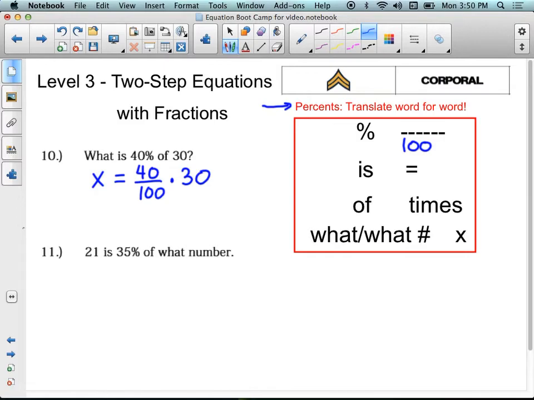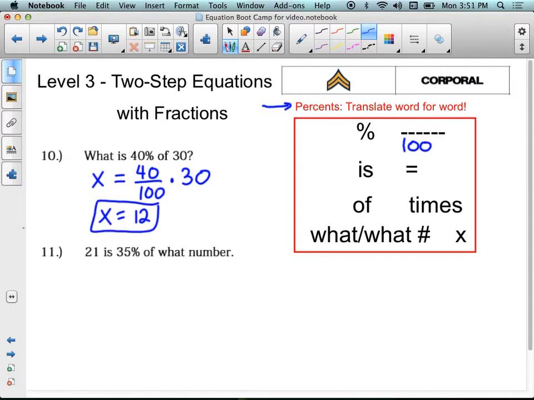You may have learned how to do this with proportions. You're going to get the same exact answer. So what I'm going to do is simplify this. I'm going to just do my calculation, 40 over 100 times 30. And I'm going to get 12. So I'll get x equals 12.